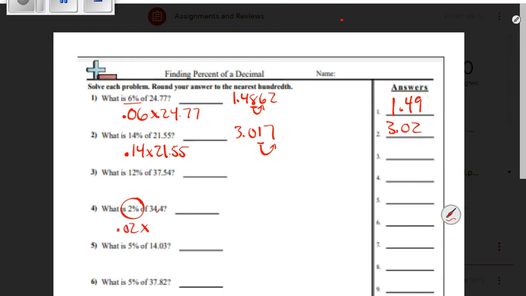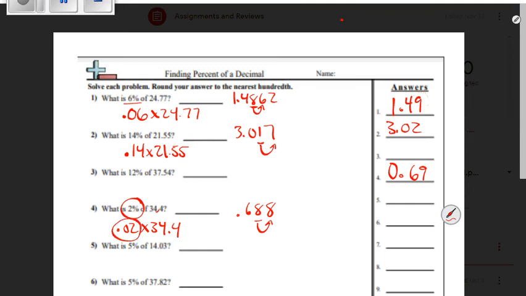Okay, what you're doing every single time is taking this percentage, changing it to a decimal, 0.02, and then multiplying by whatever number they're looking at, 34.4. So 0.02 times 34.4, and I get 0.688. If I want 2 decimals, because we're talking money, so 68 cents, but look behind, it's actually 69 cents.